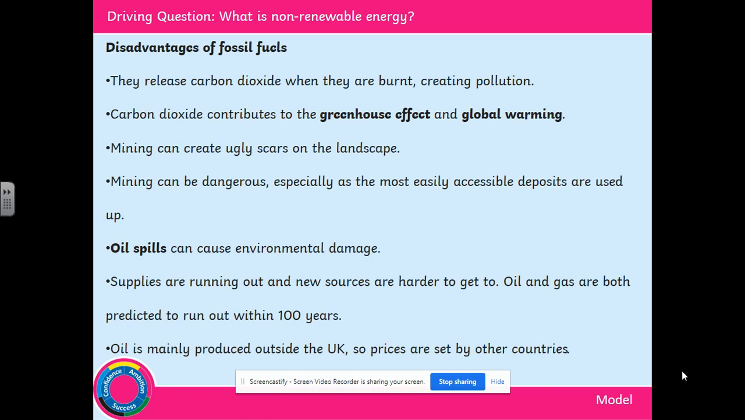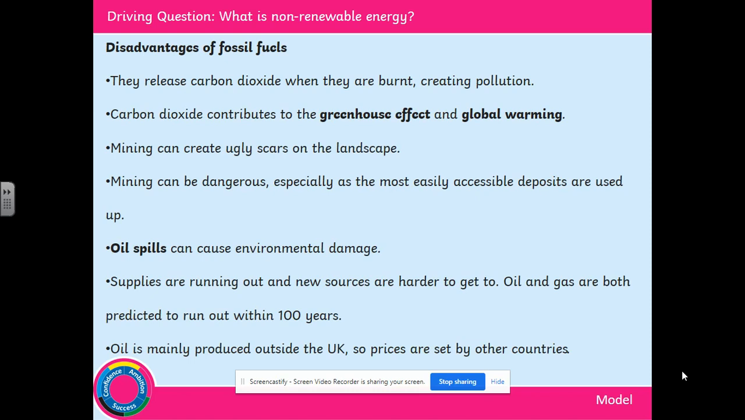Let's read that again. Supplies are running out and new sources are harder to get. Oil and gas are both predicted to run out within 100 years. Yeah. All right. So these are finite resources. I'm trying to remind myself as well. They will run out. So that's why this bulletin said that they are predicted to run out within 100 years. At the rate at which we're going, they will run out.